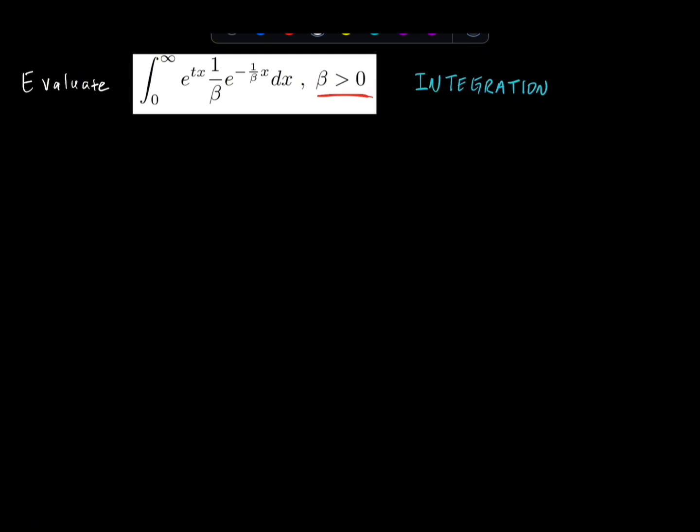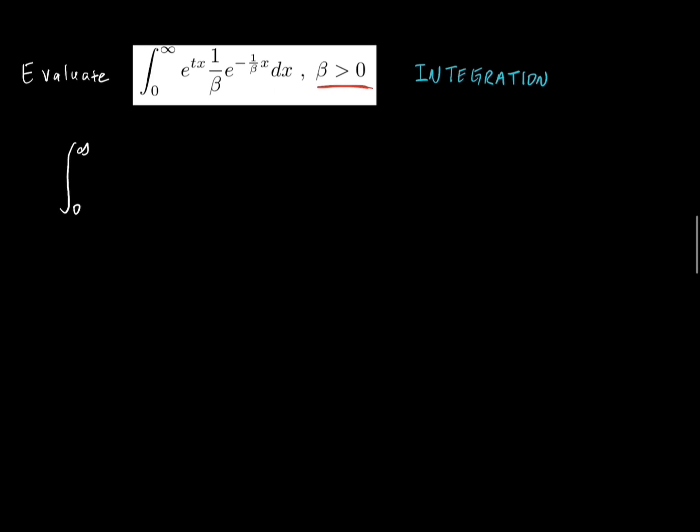Okay, so I'm going to rewrite this. First, we can try to combine this expression because we have two e's there. So let's try combining the e's to further simplify the expression so that we can integrate it. So we have 1 over beta here, or okay, I can just write it inside the integral or outside the integral, doesn't matter.